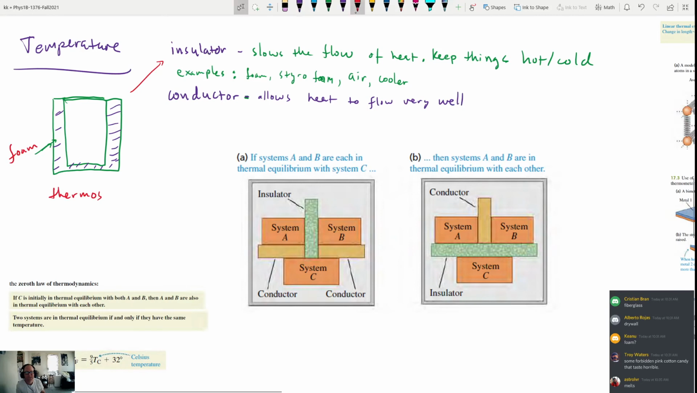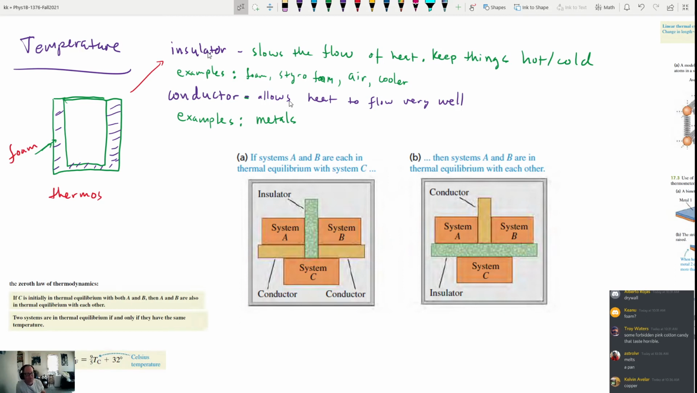And some examples of a conductor. What do you all think? What are some objects that you think allow heat to flow very, very well? A pan, okay, like a metal pan that you would cook with. So the pan that's made of metal or something, right? So metals, yeah, copper, yeah, any metal you choose is going to be a good conductor of heat. I think all metals are good conductors of heat.